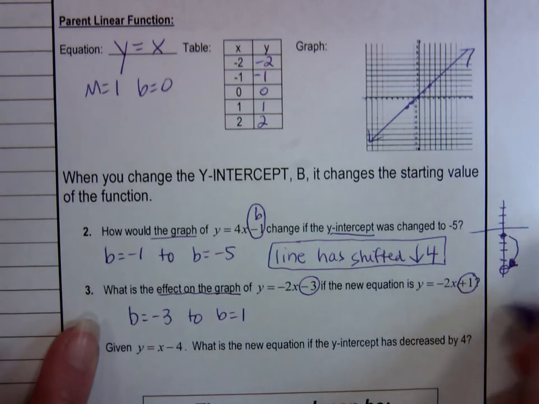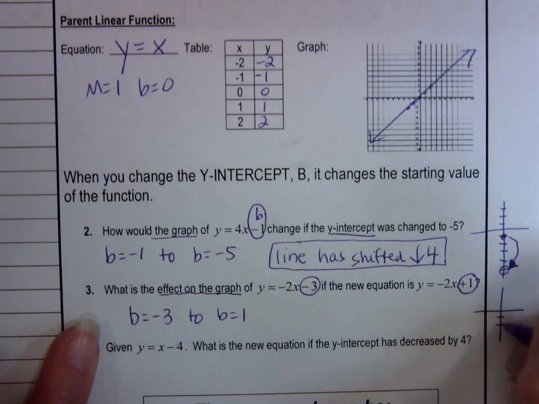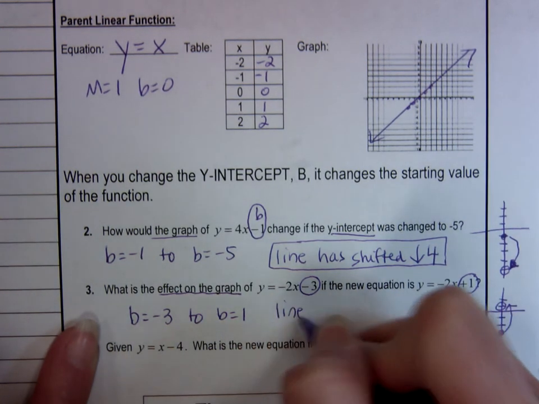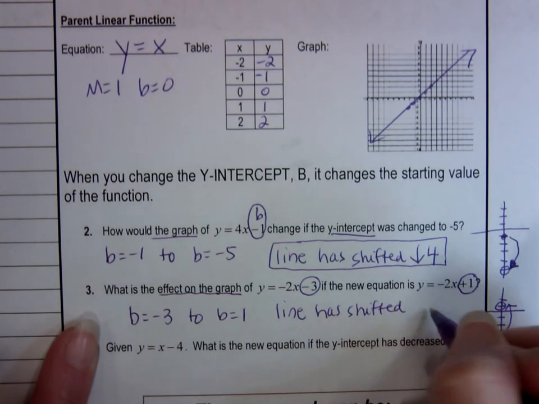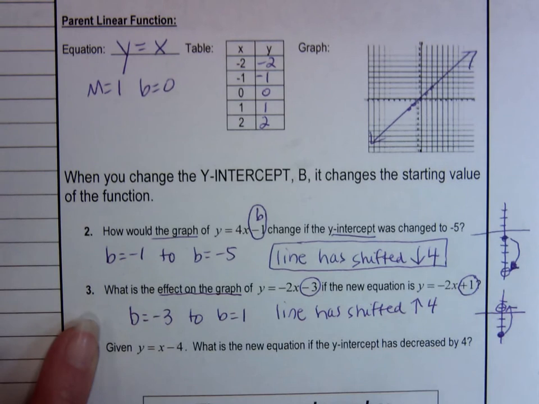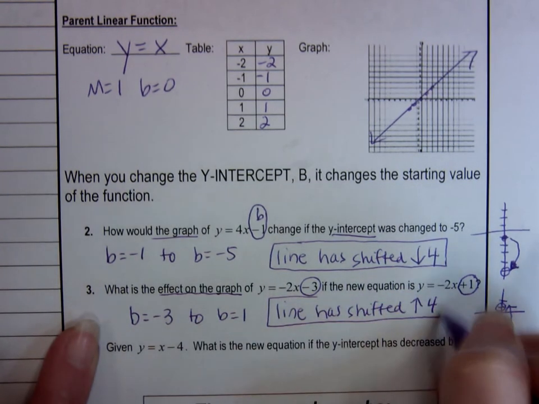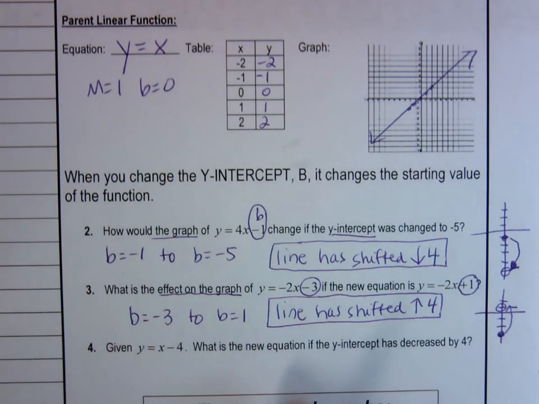So let's go ahead and draw ourselves a little coordinate plane over here. It was negative 3. We now want it to be 1. So that means we're going to have to count up 1, 2, 3, 4. So that means that the line has shifted up 4 this time. Now let's go ahead, before we do that last one, let's look at our calculator and see how that looks in our calculator.